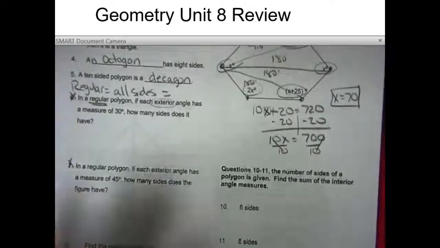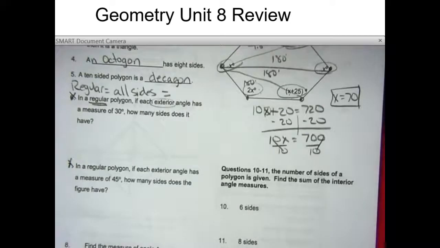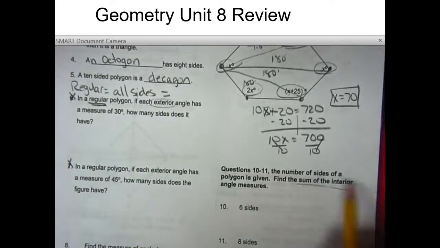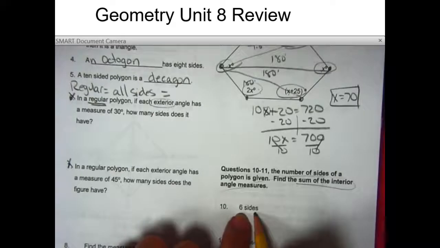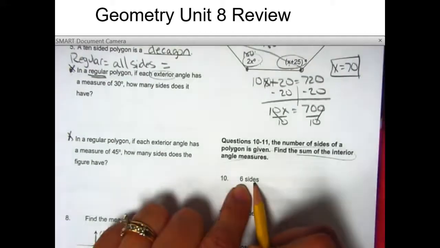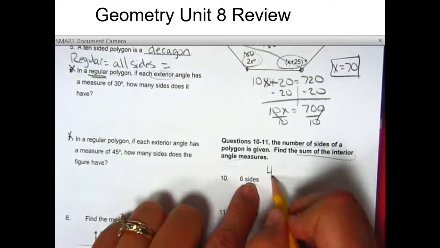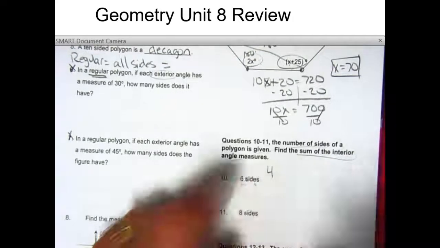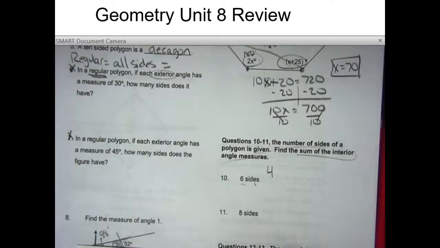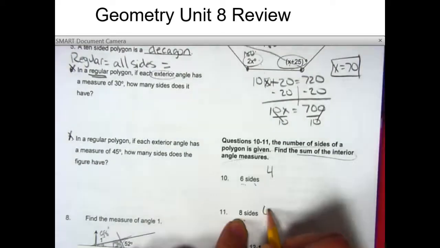Number 10 and 11, the number of sides of a polygon is given. Find the sum of the interior angle measures. So if I have 6 sides, and you can draw them if it helps you, I can make 4 triangles. And it's always 2 minus that number, right? So if I have 8 sides, I can make 6 triangles.